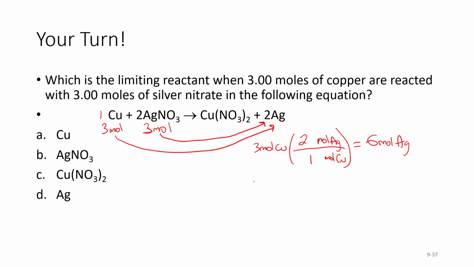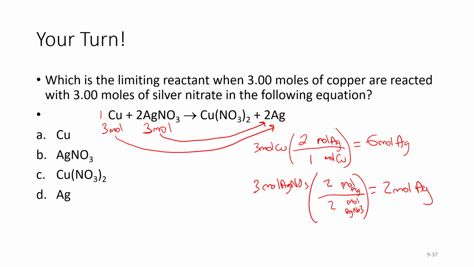Now if I do 3 moles of silver nitrate, we have to make sure we're converting to the same substance. So we can't convert one to one and the other one to the other one. We have to convert to the same substance. So that's why we're taking both of these to moles of silver. Now the coefficients in front of these are 2 and 2. So we end up with 2 moles of silver.